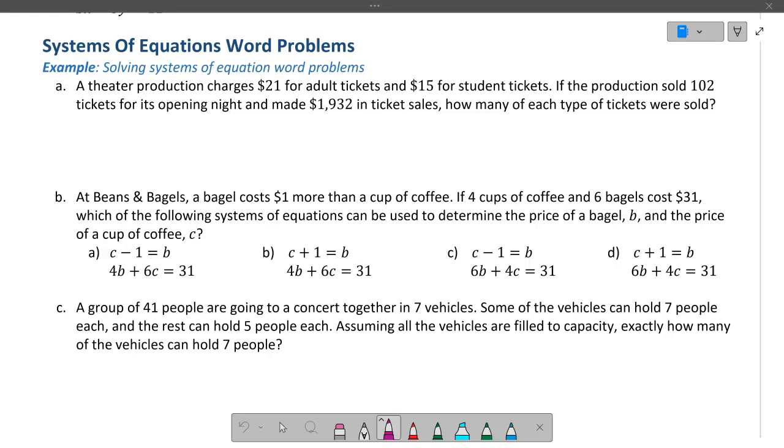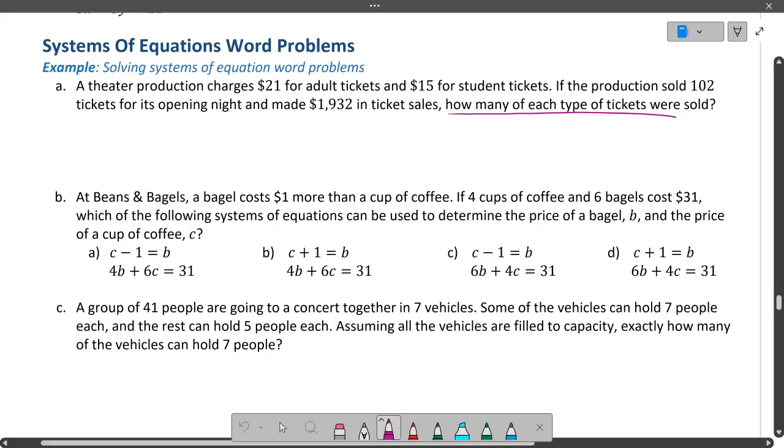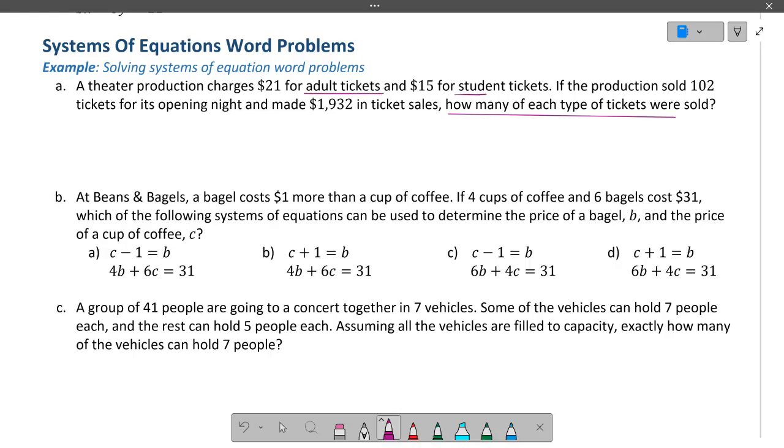Okay? What is this first example asking us to find? How many of each? Okay? What type of tickets do we have? We have adults and we have students. Okay, so we need some variables. What variables do you want to use? Okay, so A is adult tickets, and S is our student tickets.